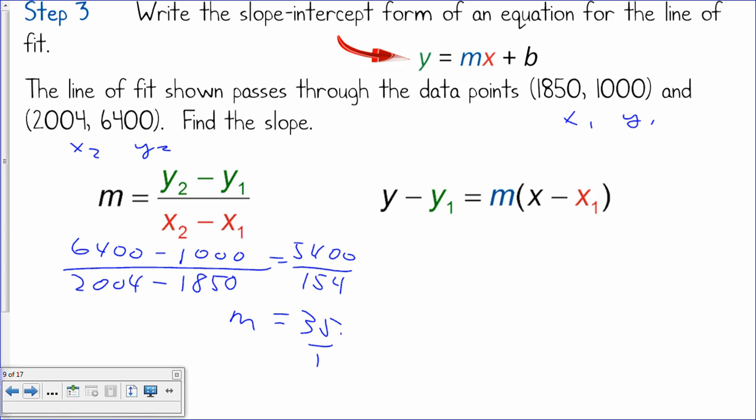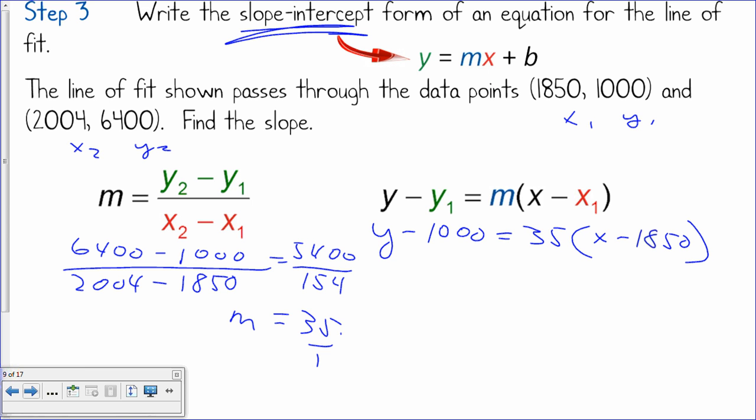Okay, now pick a point. Which one? Let's go ahead and use the one that I labeled the first point. So y minus what? 1,000, good, equals 35 times x minus... Okay? Now I just need to simplify, because we've got to write it in slope-intercept form. So y minus 1,000 equals 35x, 35 times negative would be what?